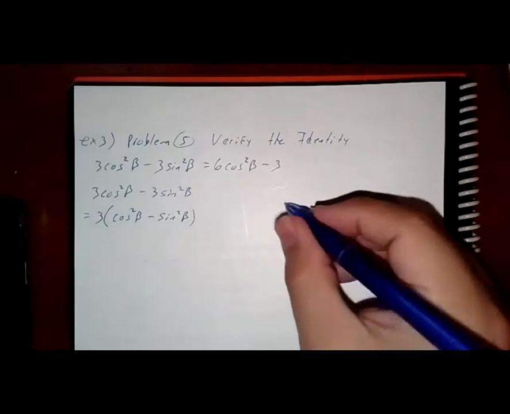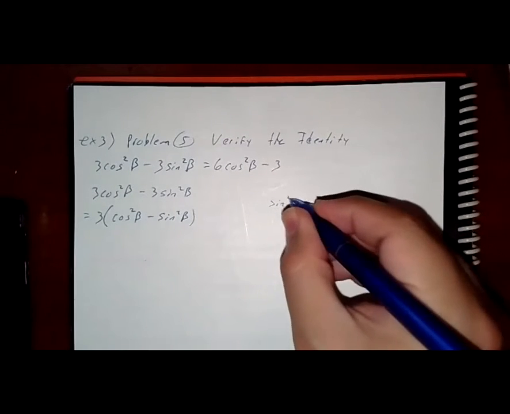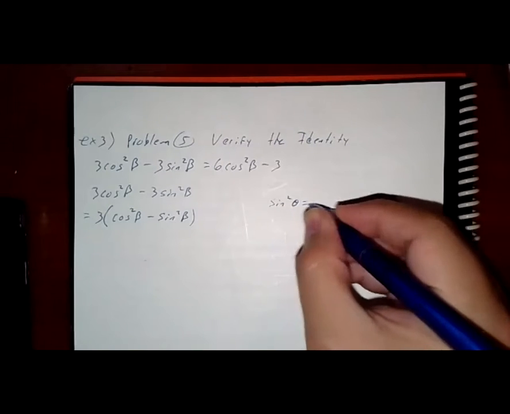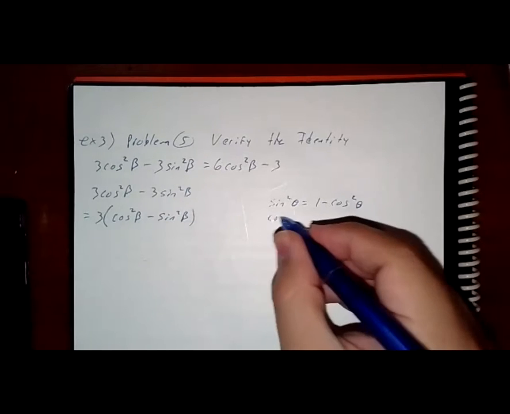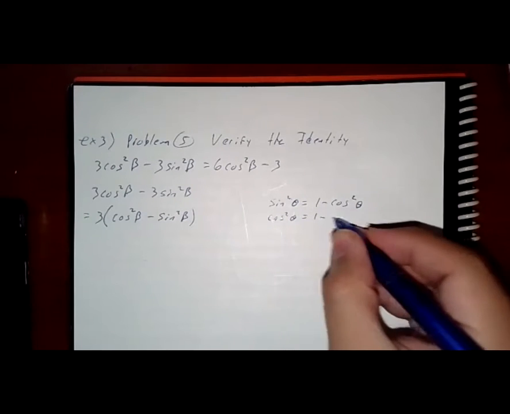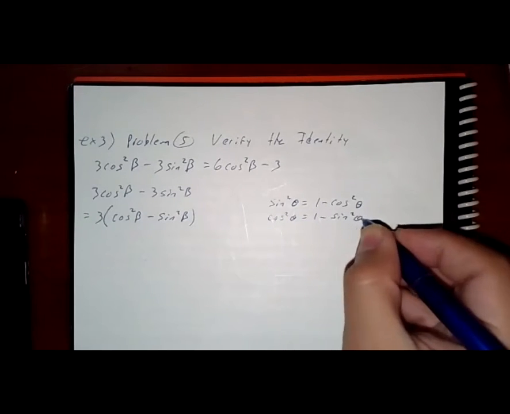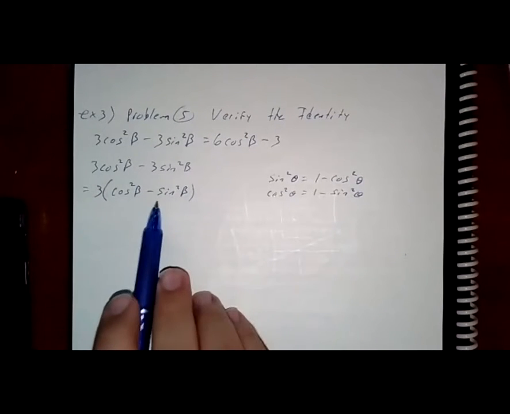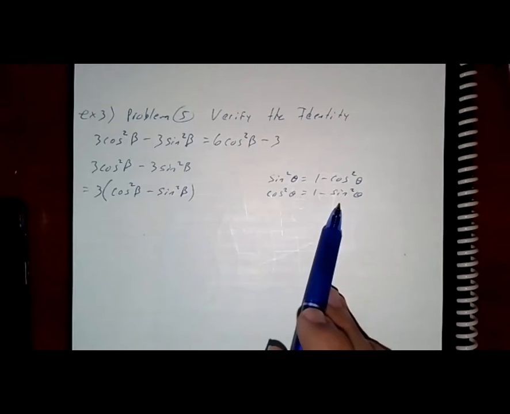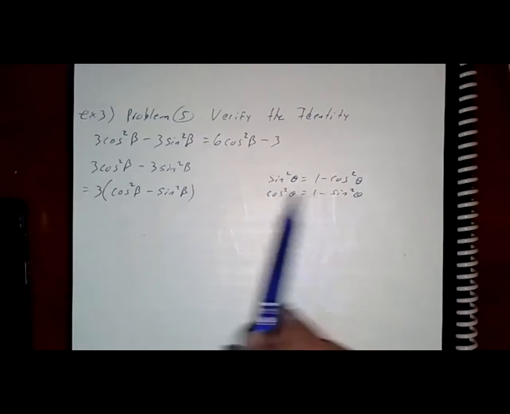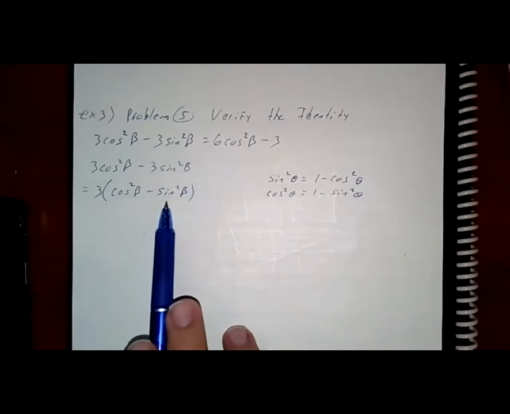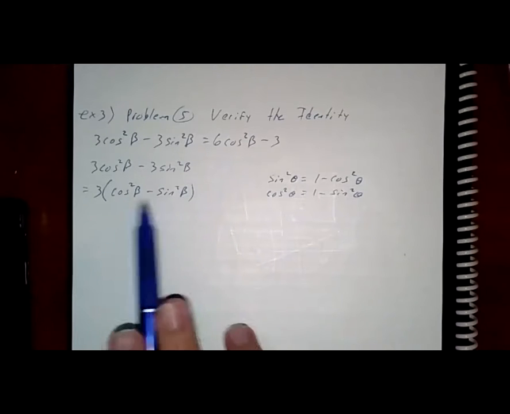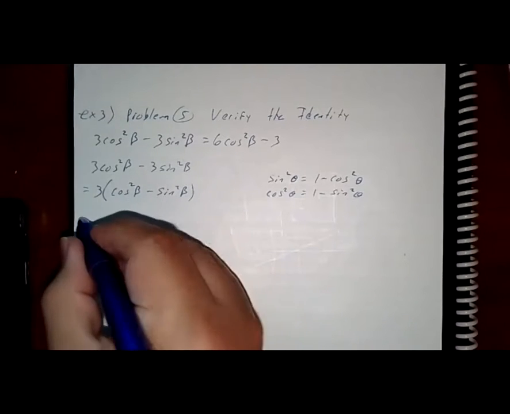Right, we should know from the formula sheet that sine squared theta is equal to 1 minus cosine squared theta, and cosine squared theta is equal to 1 minus sine squared theta. So maybe we can replace one of these guys with one of those. Over here I see a cosine, so I'm thinking we should change this to a cosine. That way all we have is cosines. Let's see if that works.